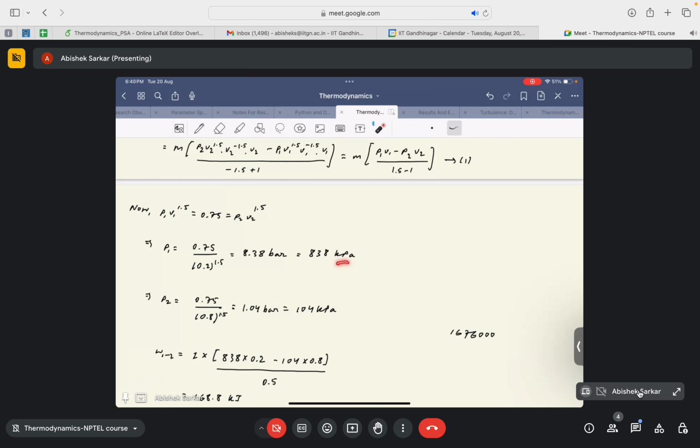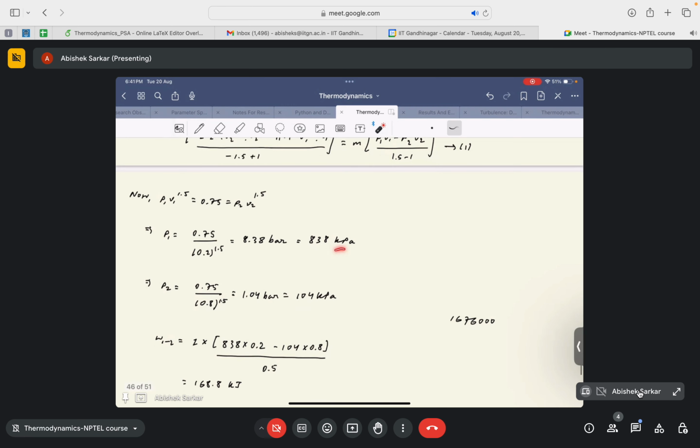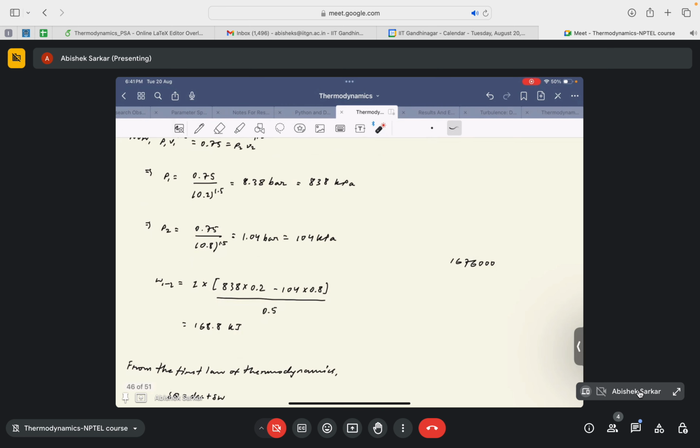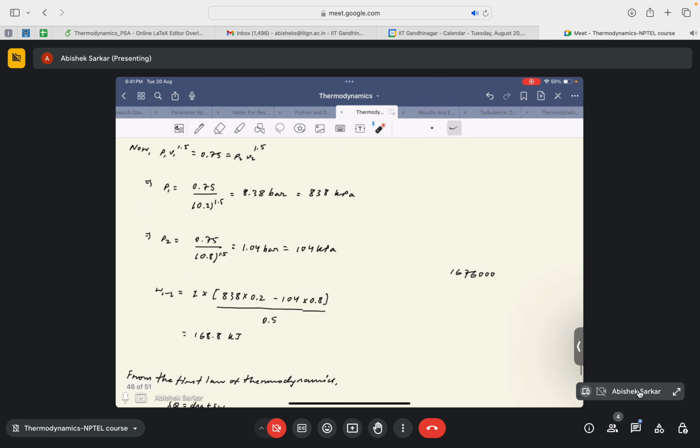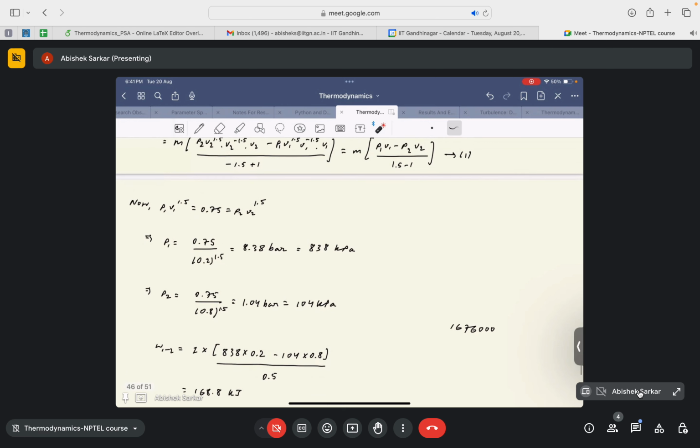Why am I using kilopascal? Because I wanted to have my net heat and work interactions in terms of kilojoules, so the calculations become much simpler. We do not have to deal with large numbers, because if it is kept in terms of bar and you represent it in terms of joules, then it will have 8.38 into 10 to the power 5, this kind of complication. So just to remove that, I am representing it in terms of kilopascal. Just multiply by 100 and you will get the pressure in terms of kilopascal. The net work interaction will be given by this equation: m work interaction is m into P1 v1 minus P2 v2 divided by 1.5 minus 1, where v1 and v2 are the specific volumes.